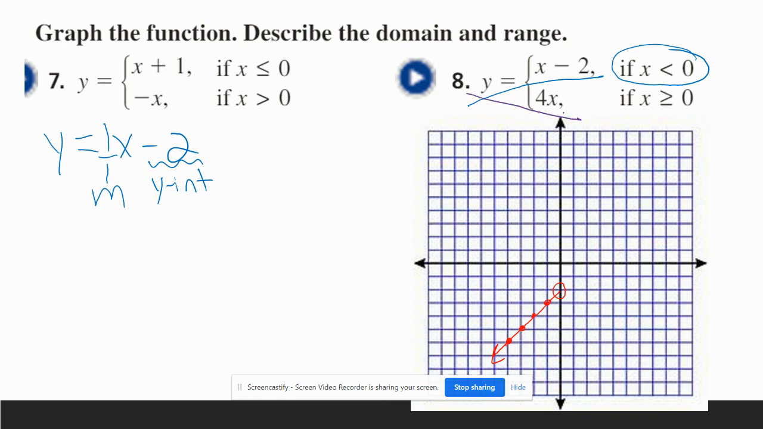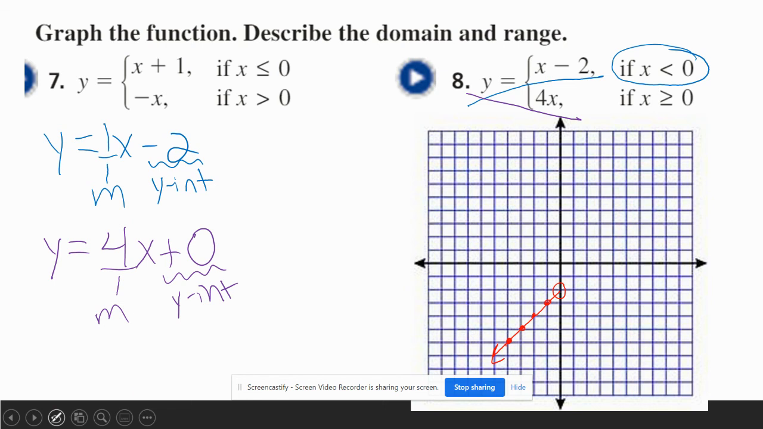Our second equation is y is equal to 4x. Again, we can make that 4x plus 0 for mx plus b, making our y-intercept 0 and our slope 4 over 1. For this part, we have an equal to. So at our y-intercept of 0, we have a closed dot this time, and then we rise 4, run 1. Rise 4, run 1. Connect those dots, and there's the other part of our graph. We are going to talk about domain and range and work on more of these in class.